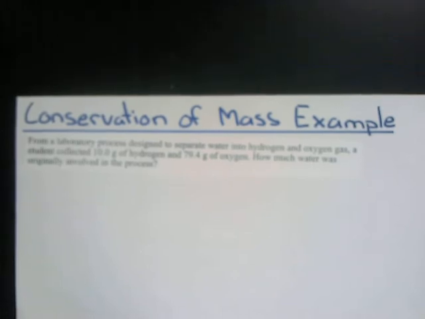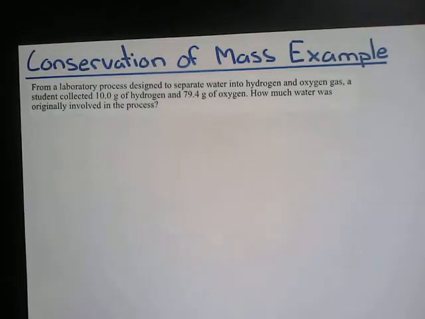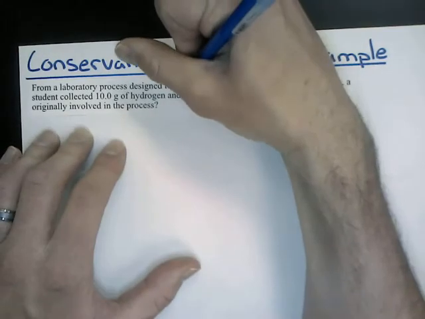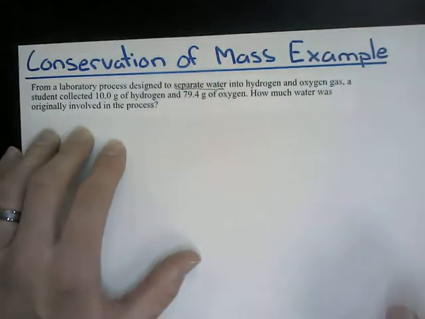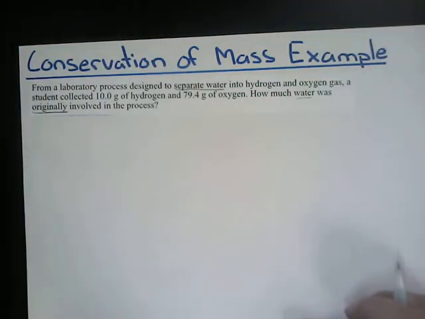All right, so in this problem here, it says, from a laboratory process designed to separate, keyword, separate water into hydrogen and oxygen gas, a student collected 10 grams of hydrogen and 79.4 grams of oxygen. We want to know how much water was originally involved in this process here. Now, a couple of key things that we need to take away here. Number 1, it says we are separating our water. And number 2, it says water is the original or the initial starting substance.